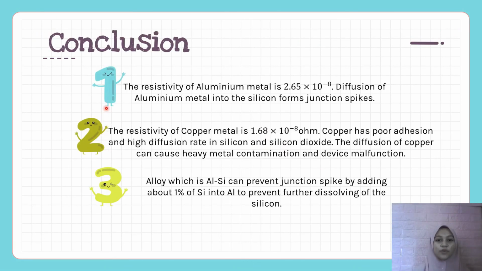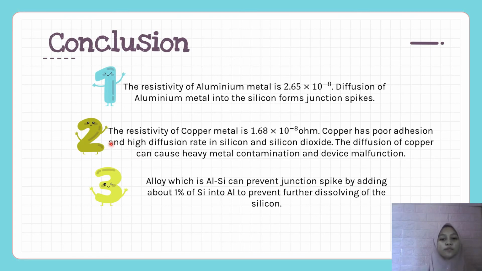Okay, last but not least, we can conclude from the metallization process that every material has a different resistivity, right? Like we went through in the previous slide, the resistivity of aluminium metal is 2.65 times 10 to the power negative 8. Diffusion of aluminium metal into the silicon forms junction spikes.